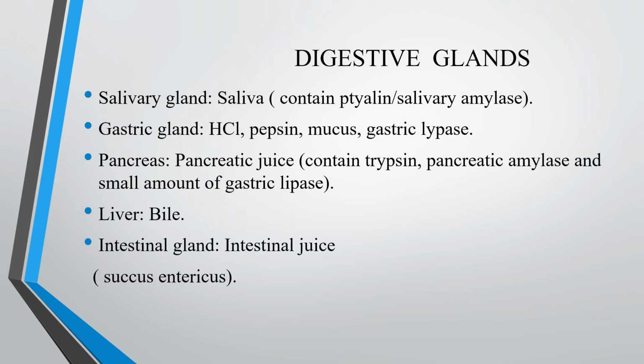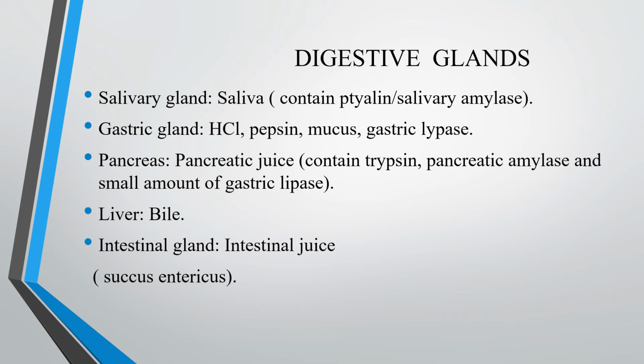Digestive glands. What glands are present here? There are three pairs of salivary glands. It secretes saliva. In saliva, salivary amylase or ptyalin enzyme is present for digestion of starch or carbohydrate. The next is the gastric gland. Gastric juice is secreted. It contains hydrochloric acid, pepsin and mucus.